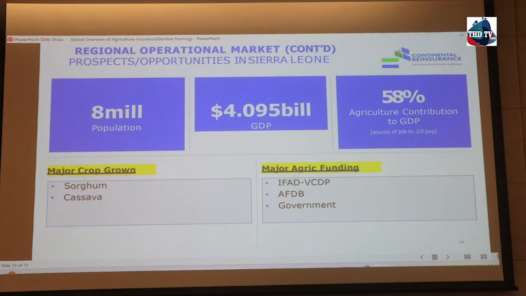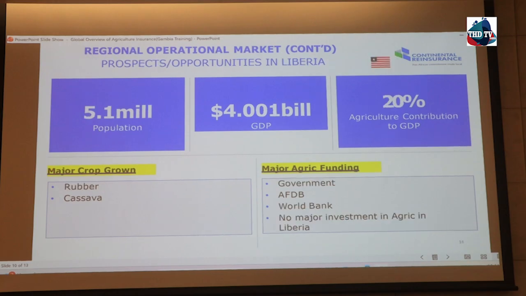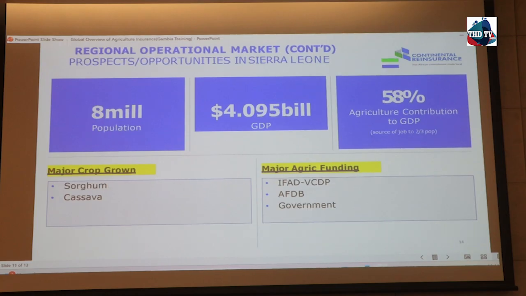I'll give you the slide. You look at it, right? If you have somebody, brokers, you have this. You want to go to this market. These are opportunities there. But let me go to the Gambia.